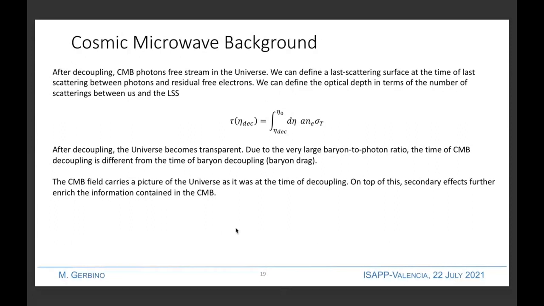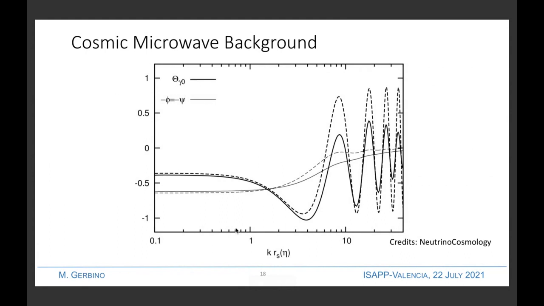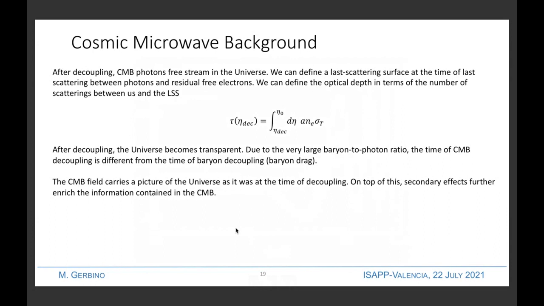So we left with this picture of the evolution of the monopole term for the CMB, which is telling us that the evolution of the monopole fluctuation is different if we are during radiation domination or matter domination, because we have a different balance between the two components. At the time of decoupling, the CMB photons decouple from baryonic matter and start their journey throughout the universe. So they leave the so-called last scattering surface, which is defined in terms of the number of scatterings between us and this surface, in terms of this optical depth. Basically, the time of the last scattering corresponds to the time at which this quantity is equal to one, and therefore photons have just scattered once with free electrons between the time of decoupling and the time of observation today.